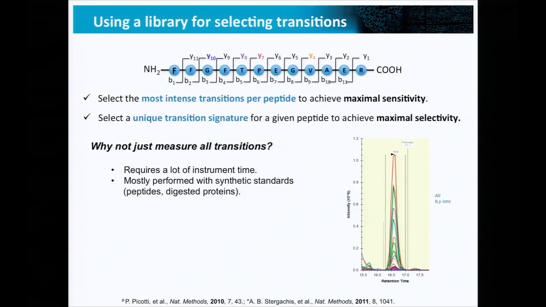And then we can also look at the list of transitions when we've measured all of them, and then manually select those that will achieve the maximum selectivity. So this can be done, and I'll mention another way of how you can store it afterwards, but it usually requires a lot of instrument time and is mostly performed when you have synthetic peptides or synthetic proteins, but it is a viable option that you should bear in mind as an option.